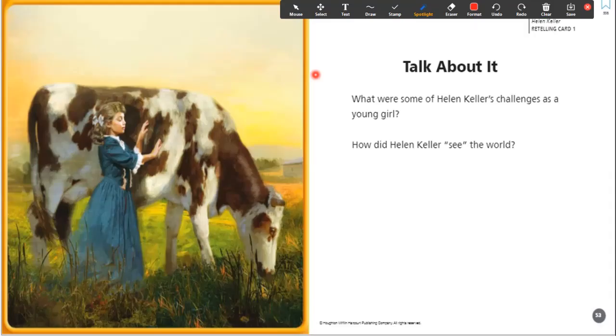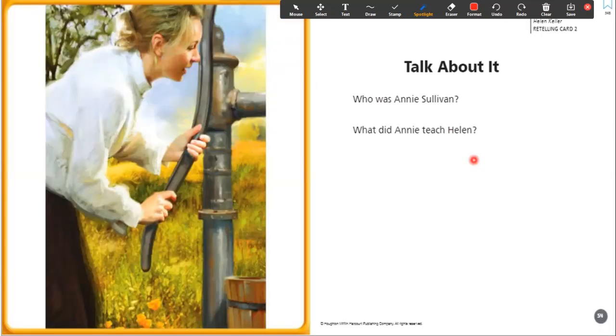I want you to know more about Helen, so I want to ask you some things about this picture. What were some of Helen Keller's challenges as a young girl? Her challenge was that she couldn't see and she couldn't hear, and her challenge to speak, how she could speak without seeing and hearing. How did Helen Keller see the world? She was seeing the world from her fingers and from her touching.